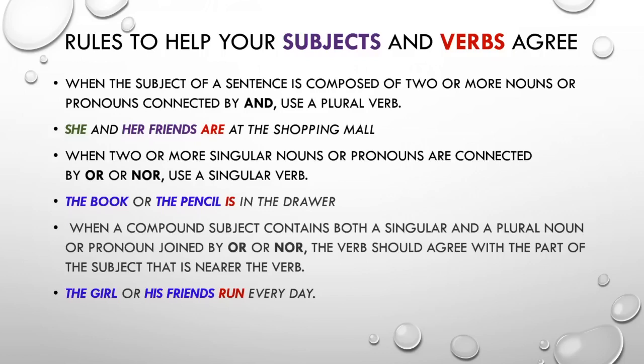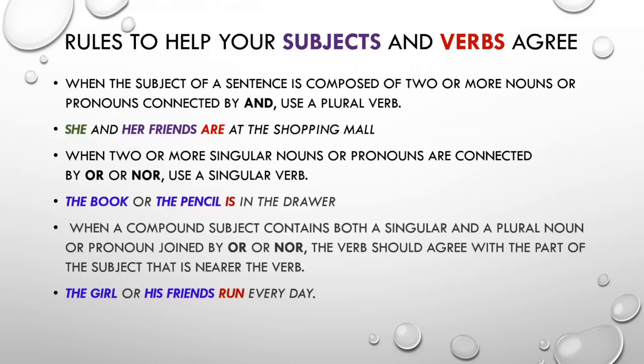Example, the book or the pencil is in the drawer. Here the subject is the book or the pencil. Since the nouns are connected by or, you use a singular verb. So is is used in this example. In the first example, we had two subjects or two nouns, she and her friends. So we use a plural verb, are, there.